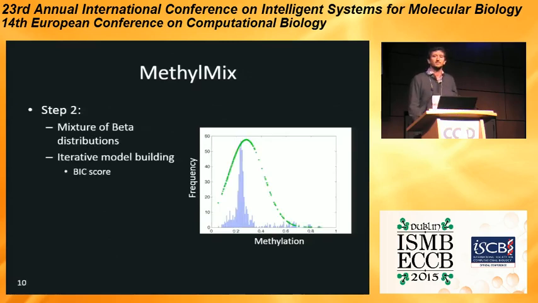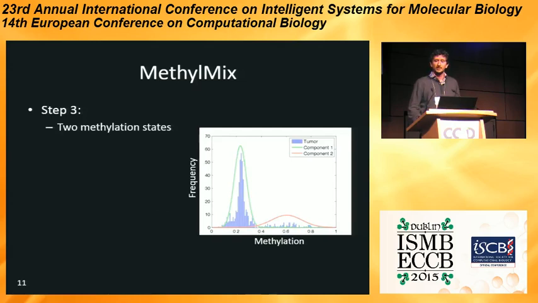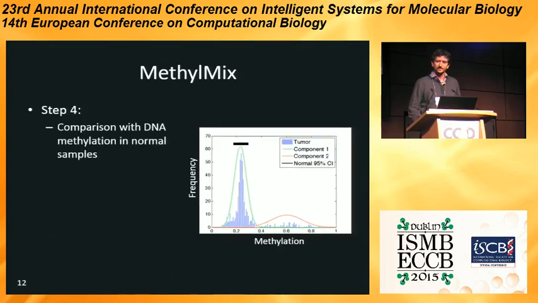And we use the Bayesian information criterion score to identify the number of modes that are in the data. And as long as the Bayesian information criterion score improves, we keep adding modes. For example, in this case, we identified two modes, where one models the dominant methylation pattern, and the second mode has a higher methylation status.